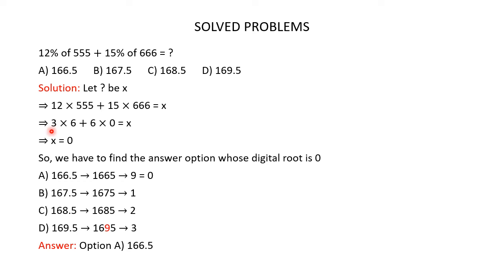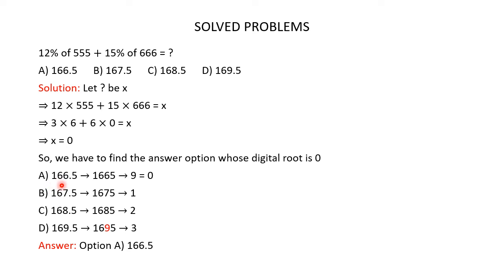So now you have 3 multiplied by 6 plus 6 multiplied by 0 is equal to X. 3 multiplied by 6 is 18 and 1 plus 8 is 9, which is nothing but 0. So X is equal to 0. This means you have to find the answer option whose digital root is 0.